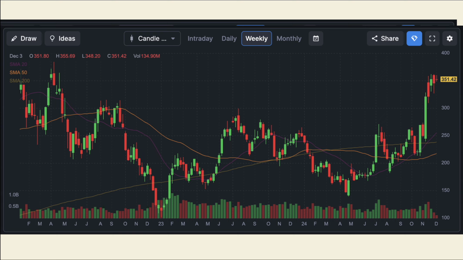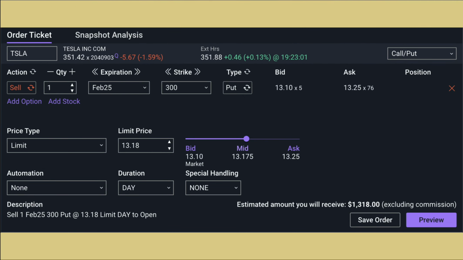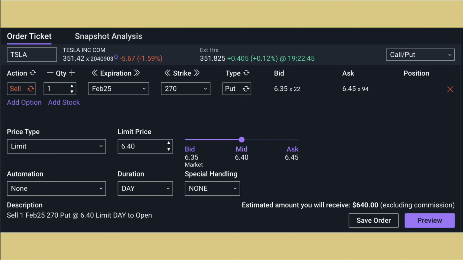But if you're still worried about the worst case scenario, the 310 price that we sold the option for is also flexible. We can sell an option for whatever price we want. We previously explored the 310 options, but for a $300 option, someone will pay us $1,300. Or for a $270 option, someone will pay us $640. And let's think about this. $270 is 23% less than the share price today. So someone is paying you to buy shares of Tesla for 23% less than they are today.